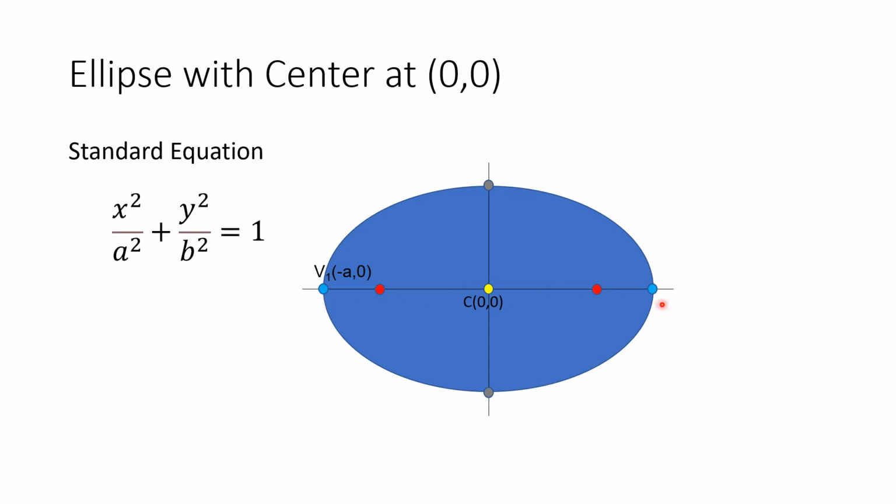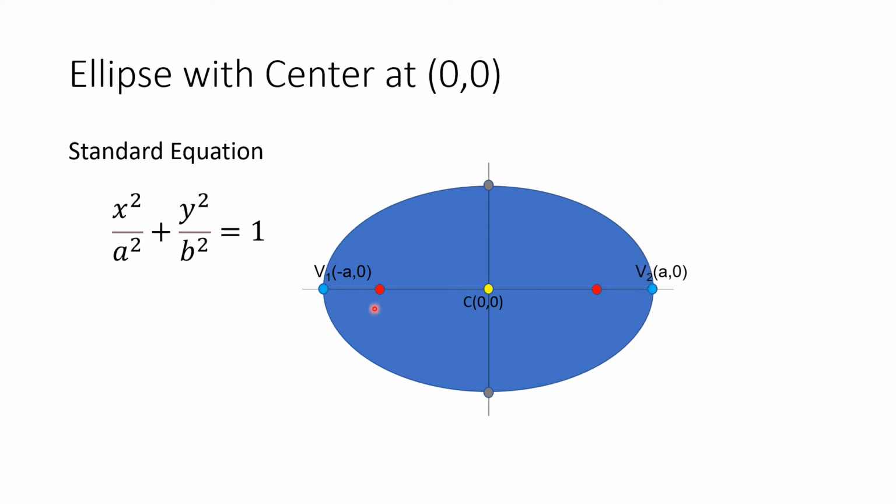While our vertex number 2, the vertex at the right side, that is from the center up to this point, the movement is horizontal to the right. So that means we're going to add a units to the x-coordinate of our center. So 0 plus a, that is positive a. So our vertex number 2 will have the coordinates a, 0.